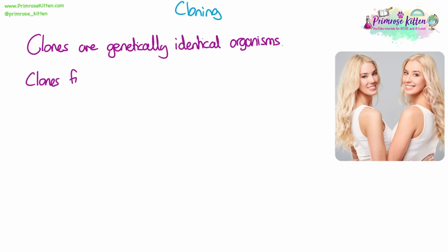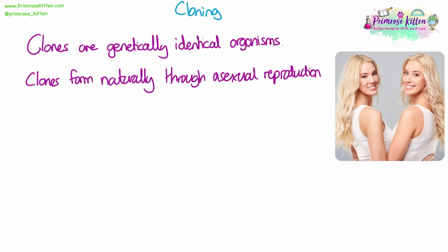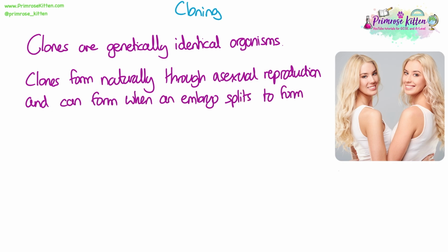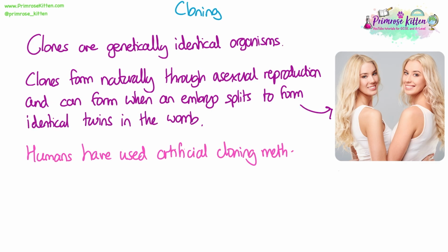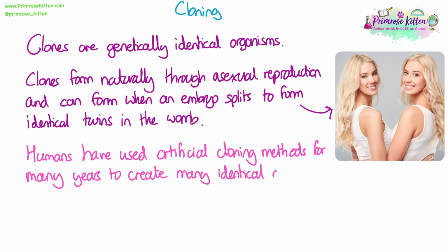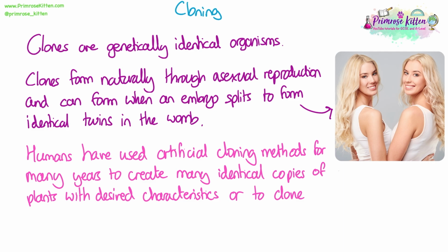Cloning. Clones are genetically identical organisms. Clones form naturally through asexual reproduction, so ones that we've looked at like binary fission in bacteria, but they can also form when an embryo splits into two in the uterus. This forms identical twins. Humans have used artificial cloning methods for many years to create many identical copies of plants, for example, with desired characteristics, or to clone genetically modified organisms.